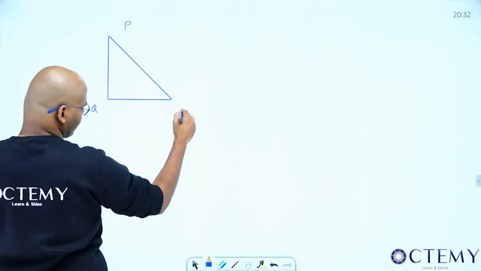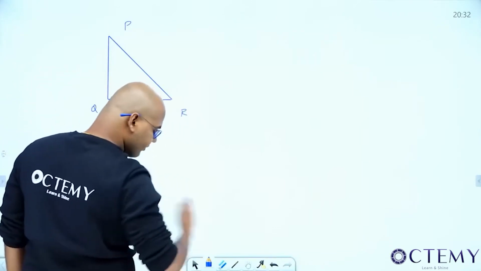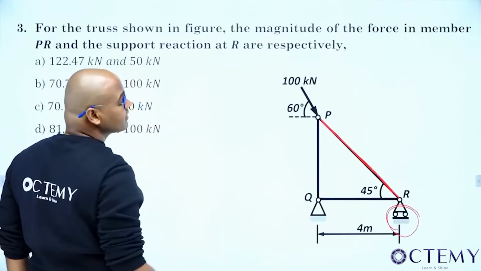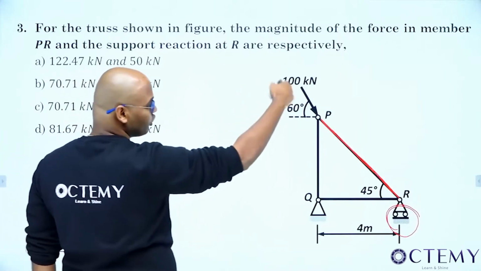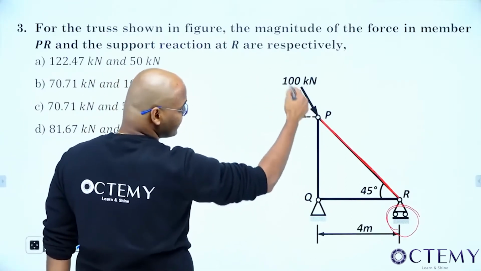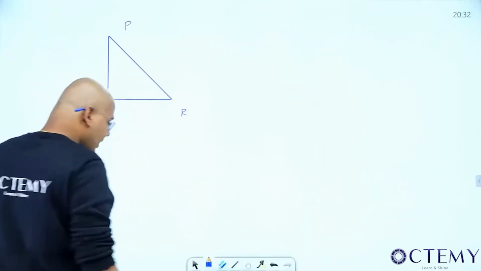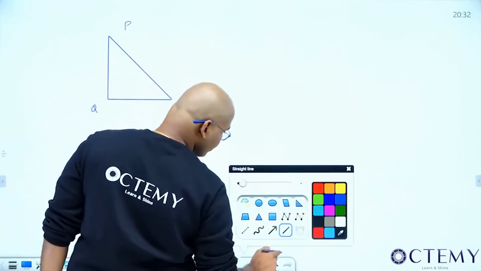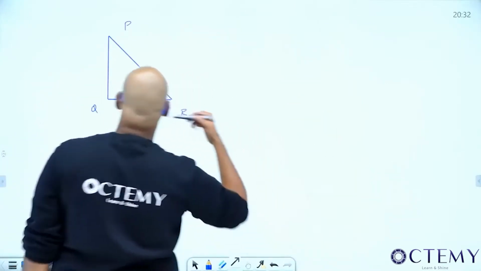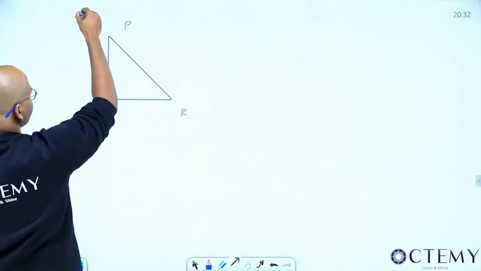PQR. Good. Next, fill the body from everything and draw the sketch. Done. Next, actions. Sir, there's only one load, that is 100 kilonewtons, making an angle of 60 degrees with the horizontal.